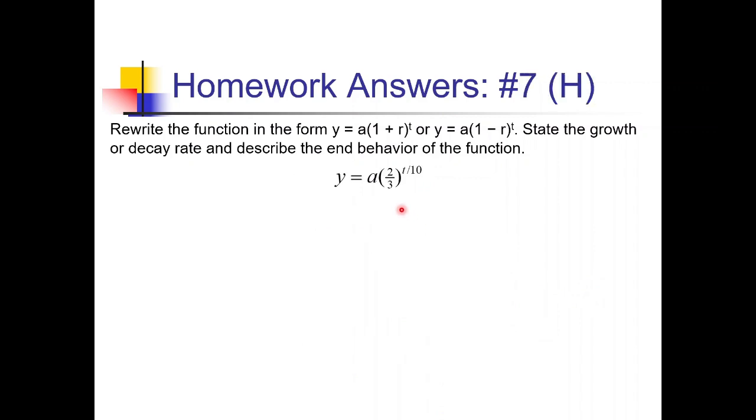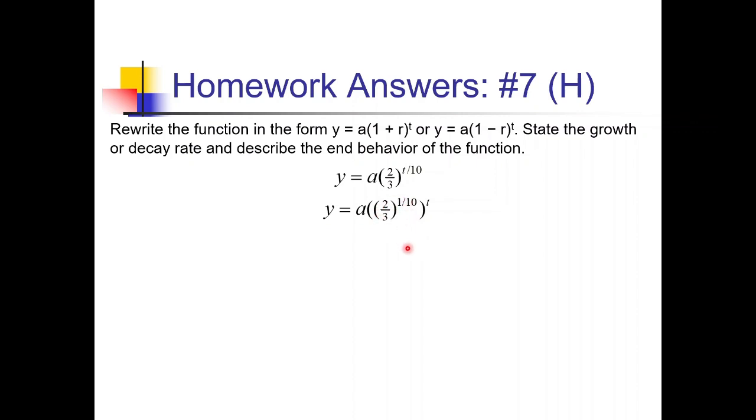For this problem, we're trying to rewrite this in growth or decay form, get the rate, and then describe the end behavior. So let's get this in a b to the t form first. To do that, I'm going to have to take this 2/3 and pull the 1/10 from the exponent into the 2/3 here, like so. And if you're not sure if this is really legal, if you raise this expression in here to the t power, you're just multiplying t by 1/10, so you would get t over 10 again. So whatever is in here, this 2/3 to the 1/10, that's my b value.